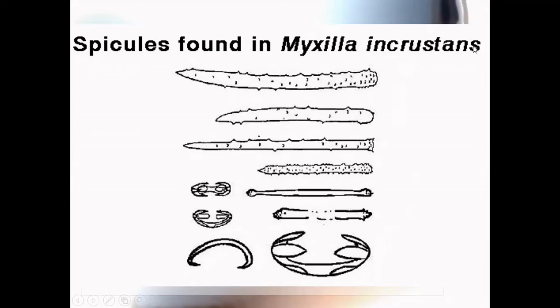So these are examples of spicules found in one specific species na sponge, Pixilia incrustans. So naa siya picture 1, meron siyang hook type, meron din siyang hook type na iba pang pagka-shape. So these are the shapes and forms of spicules.